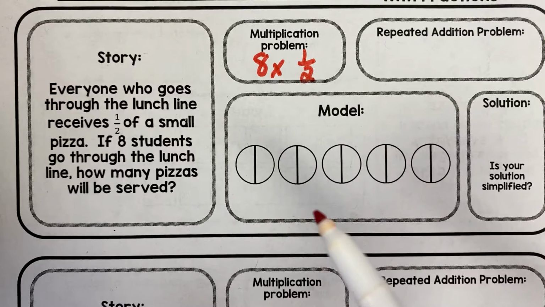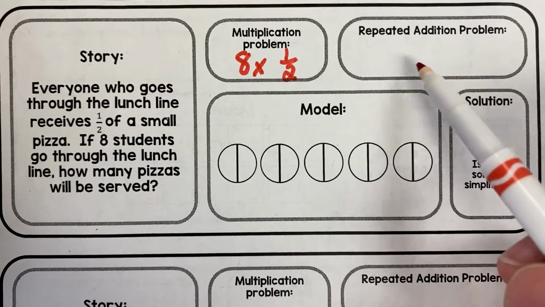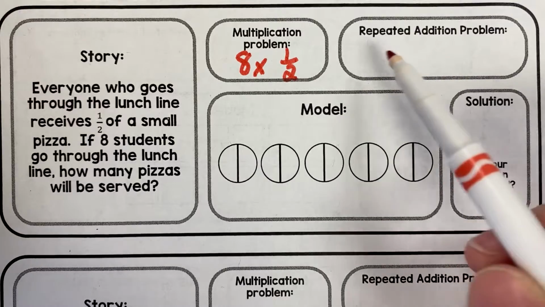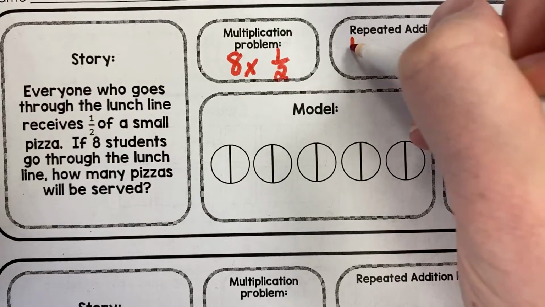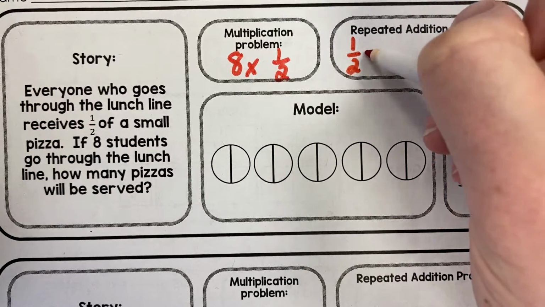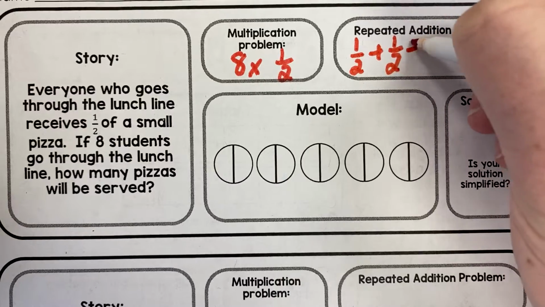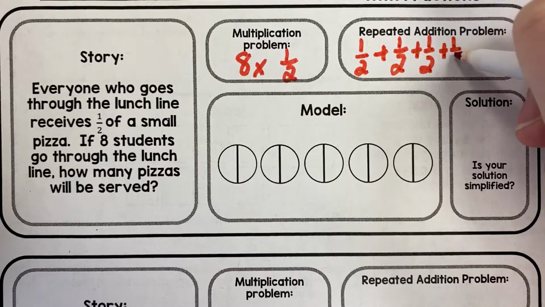Now, there are a couple ways we can figure this out. One way that we could figure it out, but it might take a little bit longer, is repeated addition. We still want to set this up to show what this would look like. So all repeated addition looks like is we're going to take our fraction and add it however many times the whole number is. So in this case, I'm going to add 1/2 8 times.